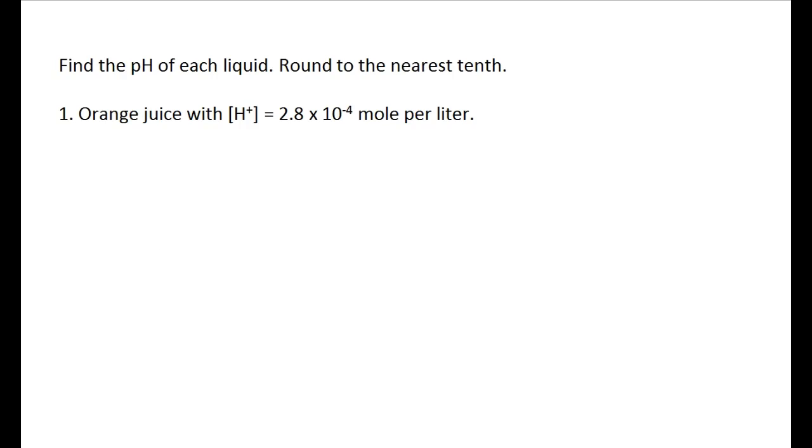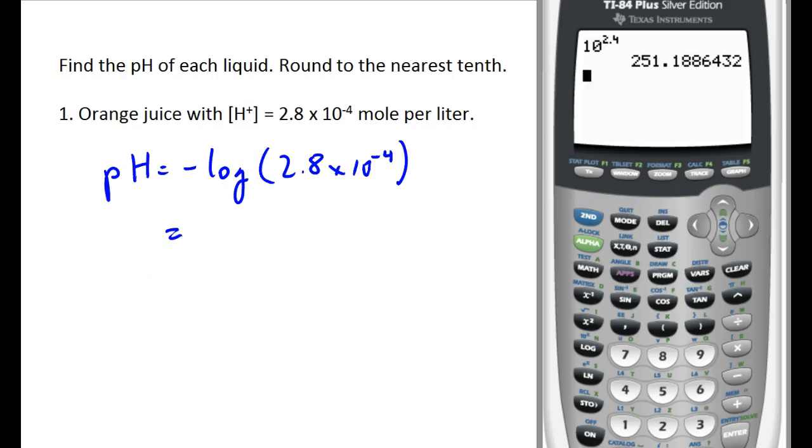So what's the pH of orange juice if it has an H plus number of 2.8 times 10 to the negative 4 moles per liter? Okay, well, pH is the negative log of 2.8 times 10 to the negative 4. Let's get our calculator up here, and I'm going to go negative common log 2.8.